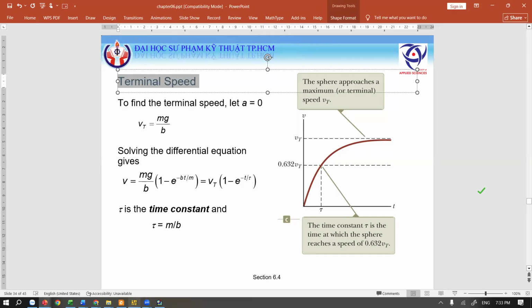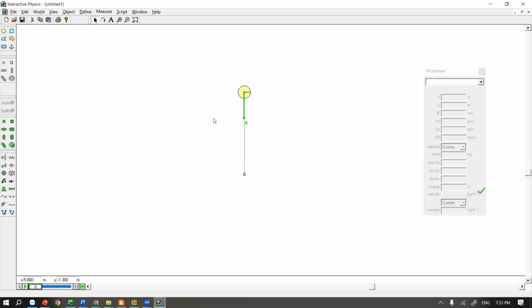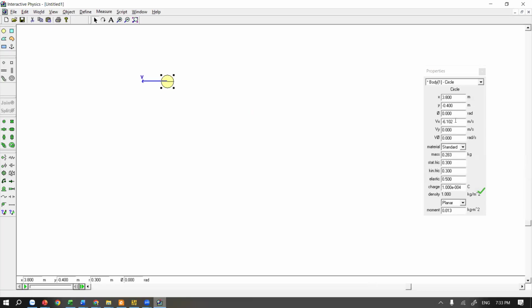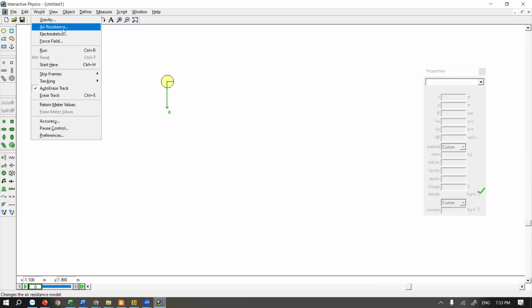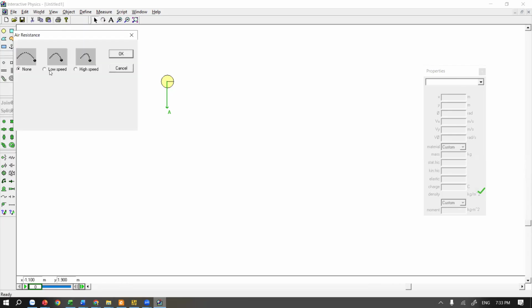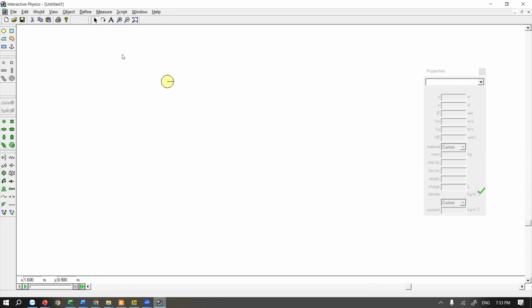It will take time to reach that. For example, here I don't have the rope anymore. I let the ball fall down. We have free fall, right? If I run it, it falls down. What happens if I have air here? So I turn on the air resistance here. You can see that with the low speed. Okay, let's click the run button again. Yeah, it runs.